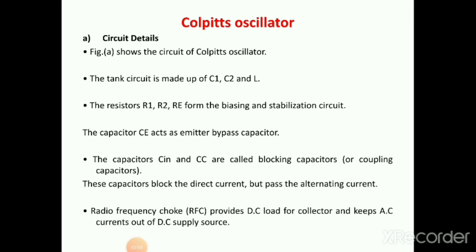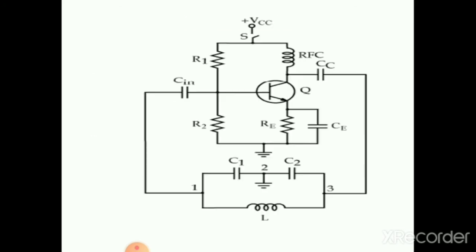The next topic is Colpitts oscillator. First see the circuit diagram of the Colpitts oscillator. It looks similar to the Hartley oscillator, but there is a slight difference in the feedback circuit. The transistor amplifier circuit is the same as the Hartley oscillator, but in the feedback, instead of L1 and L2, we have C1 and C2, and instead of a single C we have two capacitors, and we have only a single inductor.